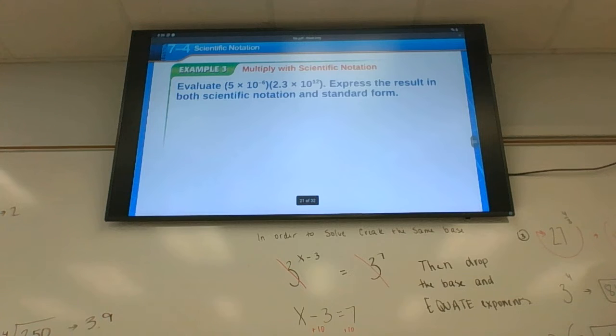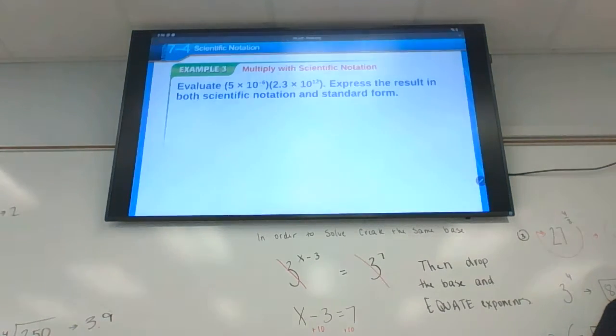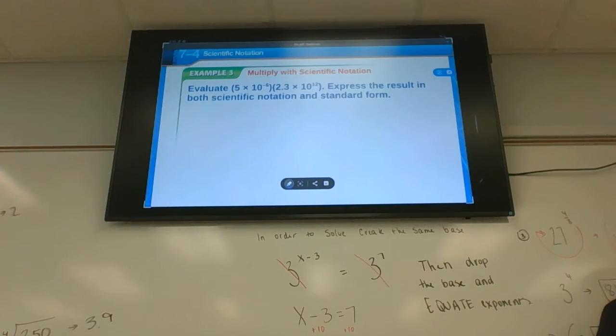There we go. This is what we're really doing. Express the result by signing the name. Alright, I jumped to example 3. Multiply with scientific notation. So, multiply the numbers in front, and then use properties of exponents.